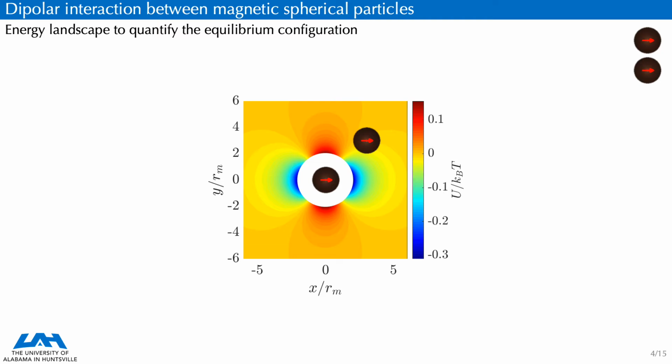So in this case, the particle J is more likely to end up on either end of particle I with their dipoles aligning. This is backed up by current research on spheres.